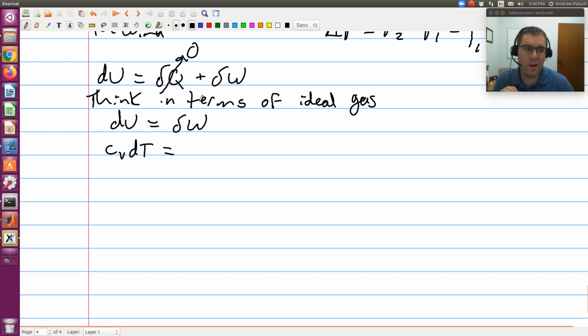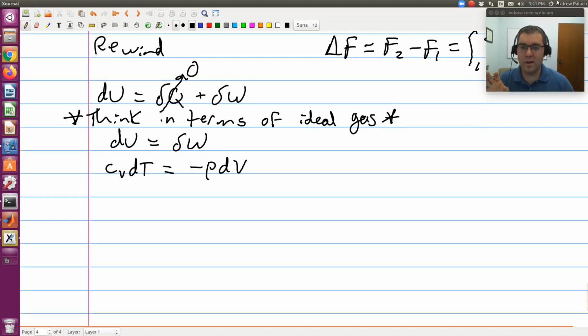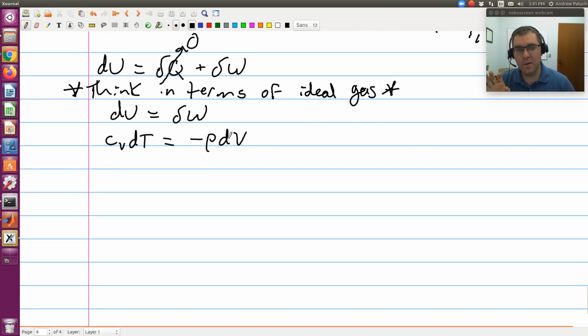And then when I think about work, remember this is a differential change of work. I'm going to assume I just have boundary work, so I rewrite this as negative P dV. Right now I'm working out expressions thinking in terms of an ideal gas, so I'm going to use my ideal gas equation of state, namely PV is equal to RT.